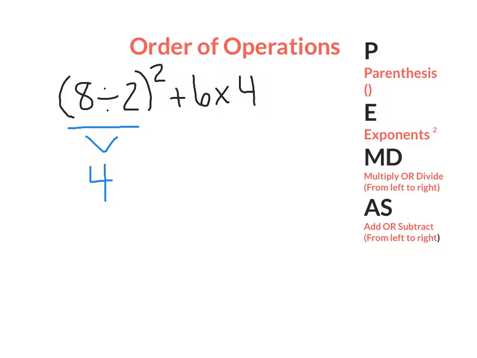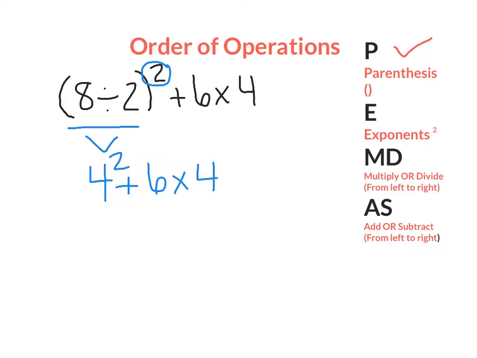I have an exponent, so I need to make sure and keep that exponent with the answer that was inside the parentheses, because the exponent is located outside of that parentheses. Now I'm just going to rewrite my plus 6 times 4. Okay, took care of my parentheses.